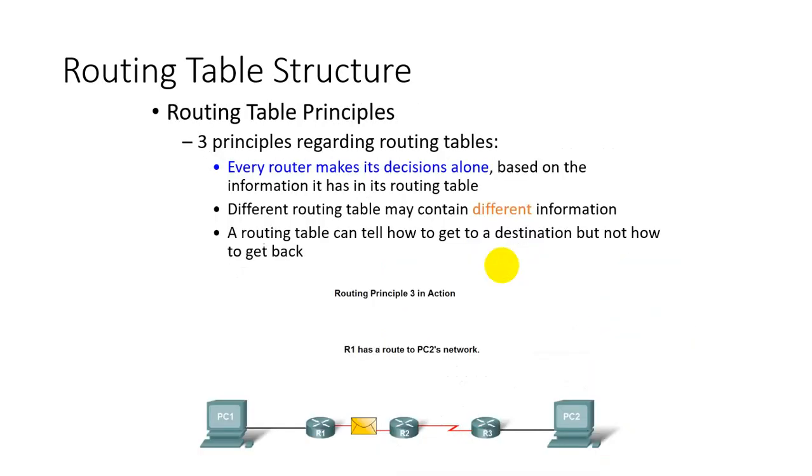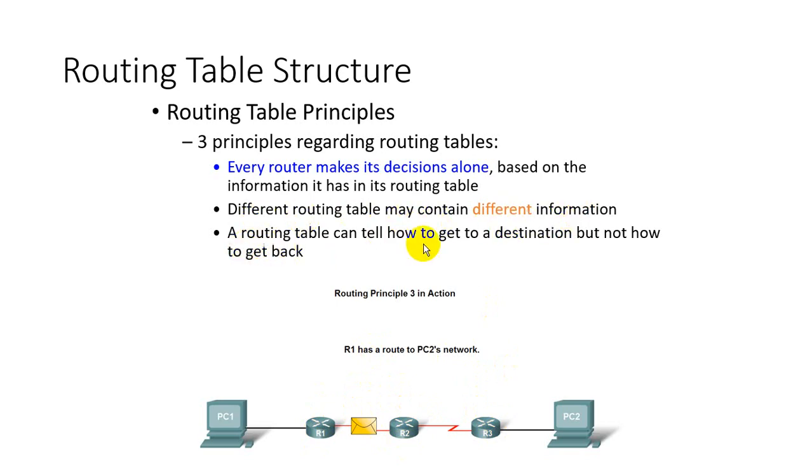Routing table principles. There are three principles regarding routing. Every router makes its decision alone. We should keep in mind that every router makes its decision alone based on the information it has in its routing table. Different routing tables may contain different information, so this router may have different information than this one, and this may have different information than R1 and R3. Similarly for R3 as well.